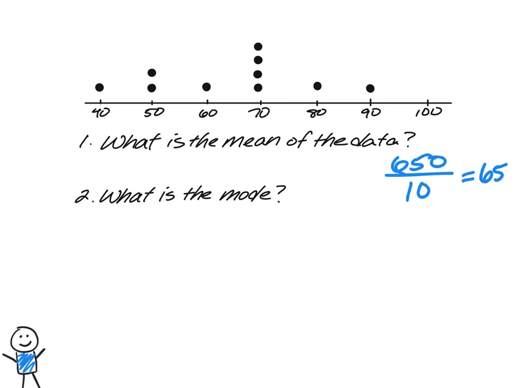Recall for number 2 that the mode is the data unit that occurs the most. In this case, we have more 70 dots than any other. So the mode in this dot plot is 70.